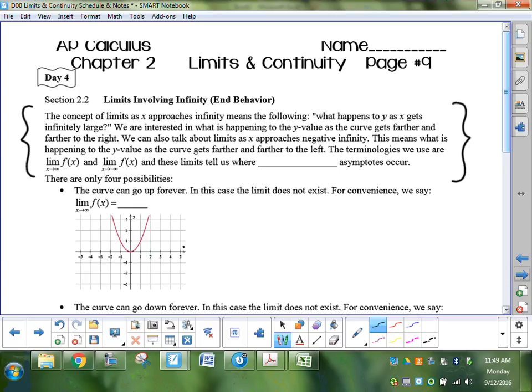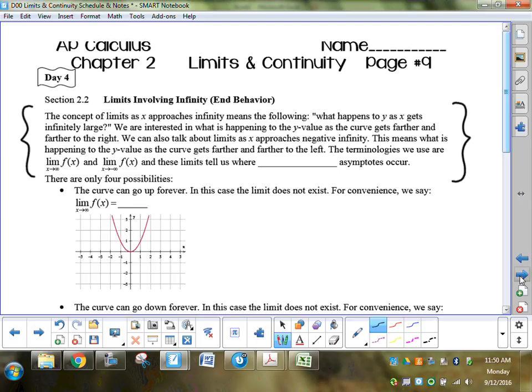Looking at what's there, it says the concept of limits as x approaches infinity means the following. What happens to the y value, which is the output, as the x gets infinitely large? So what are the function values going to as my input starts getting huge? We're interested in what's happening to the y value as the curve gets further and further out to the right-hand side. That's positive infinity. You can also talk about what happens as you go to negative infinity, which is going to be over on the left side. This means what is happening to y values further and further to the left, terminologies that are used.